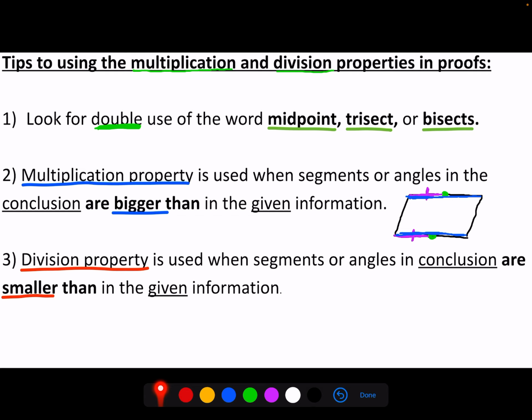And it's the same with numbers. If I'm going from a big number to a small number, I'd be dividing. If I'm going from a small number to a big number, I'd be multiplying. So it's the same exact concepts.